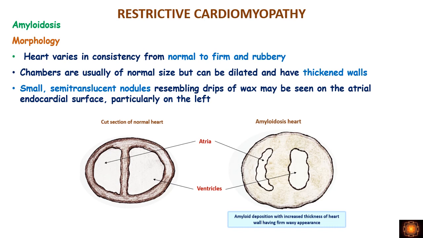Now here in amyloidosis, the gross morphology is that the heart will be firm and rubbery because of amyloid deposition, and you have thickened walls because of the deposition. The wall thickness increases, and on cut section there will be small translucent nodules which appear waxy, and this usually we see on the atrial endocardial surface. Okay, so we have thickened walls and we have a waxy surface. The cut section is semi-translucent and waxy in appearance, and you have those nodules of amyloid deposition.